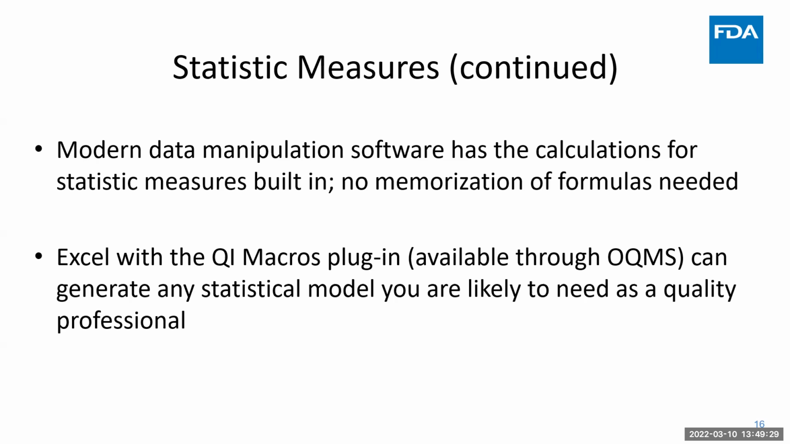Excel with QI macros plugin, which is available through OQMS, can generate any statistical model you're likely to need as a quality professional. Just keep in mind, though, the primary limitation for Excel for statistical analysis is 1 million rows and 1 million columns of data. You're probably not going to outrun that anytime soon, but with the larger data sets coming online in the next few years, we could start running into that. And that's an issue we'll have to address then. But even then, we do have other things available to handle it.